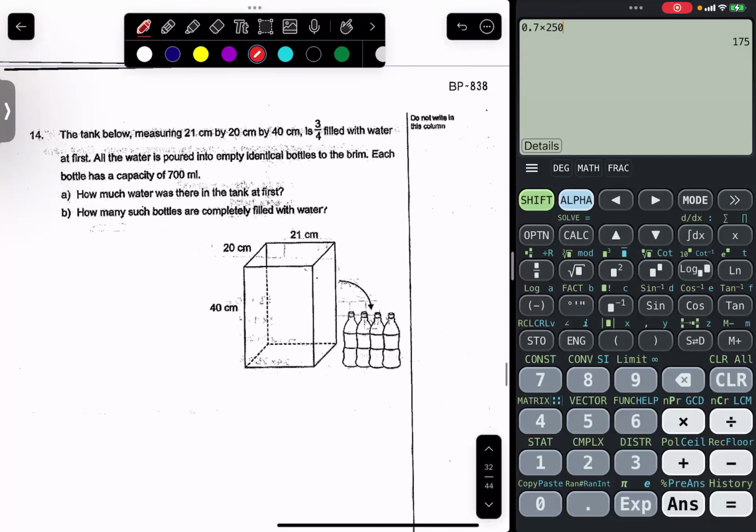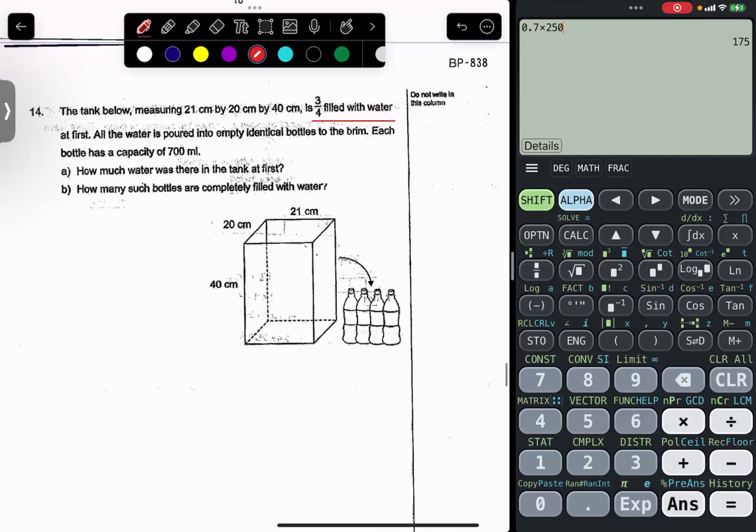Okay, question 42. The tank below measures 21 by 20 by 40 and is 3/4 filled with water. All the water is poured into empty identical bottles to the brim. Each bottle has a capacity of 700 ml. How much water was there in the tank at first? How many bottles are completely filled?